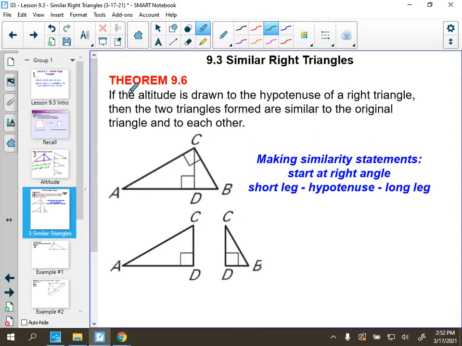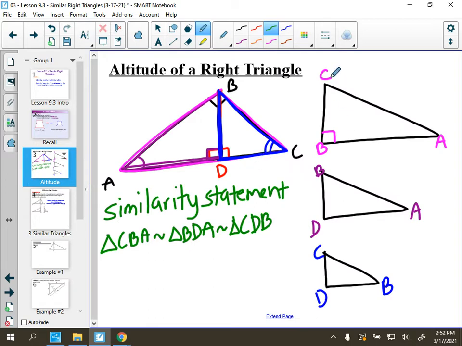So here's from the textbook: the altitude is drawn to the hypotenuse of the right triangle. The two triangles formed are similar to the original triangle and to each other. That's it. Now, this is from the book, and I don't like this as much because it's pulled apart and they're situated the same way. I think it makes life a little easier on me, at least, if I do the rotating in my head and always have these laid out the same way. I guess I'll leave it up to you to decide.